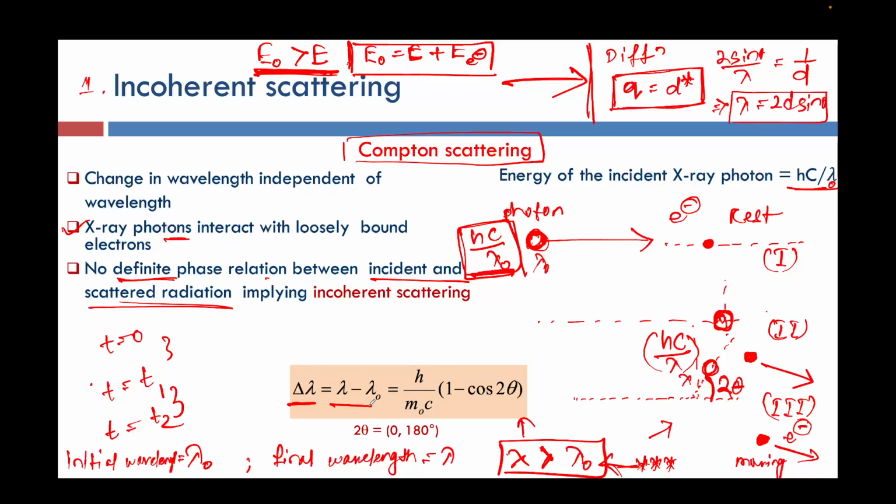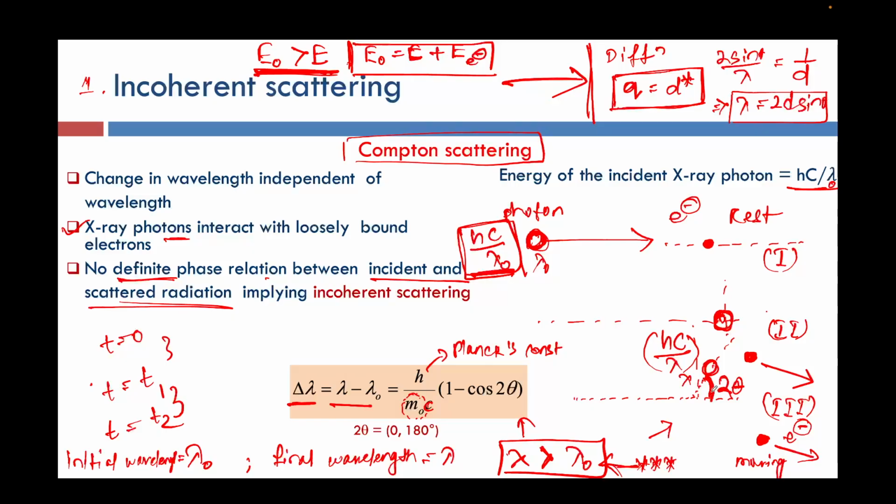Here h is the Planck's constant, as we know. m naught is the mass of the object that is coming, and c is the velocity of light. And in 1 minus cos 2 theta, 2 theta is the angle of scattering. From this equation we can see that h divided by m naught c will be a constant.